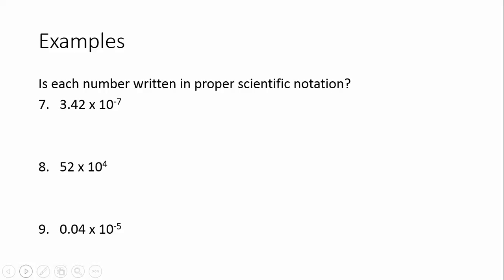So let's figure out if each number is written in proper scientific notation. You're checking, is the power an integer? And is the number in the front between 1 and 10? So number 7, we have 3.42 times 10 to the -7th. 3.42 does fall between 1 and 10, and -7 is an integer. So yes, this is written in proper scientific notation. Number 8, we have 52 times 10 to the 4th. Right away you should be noticing that 52 does not fall between 1 and 10. So this is not in proper scientific notation.